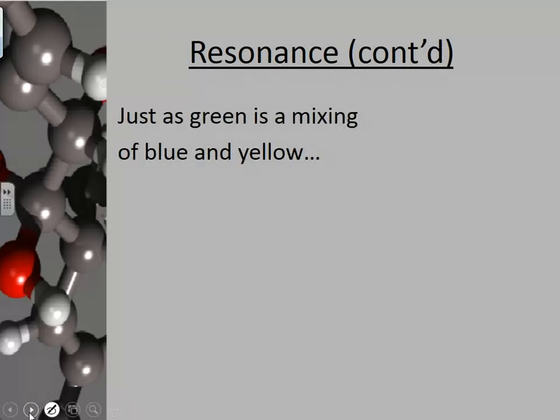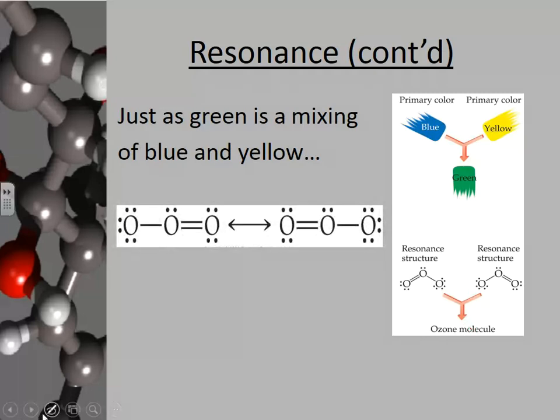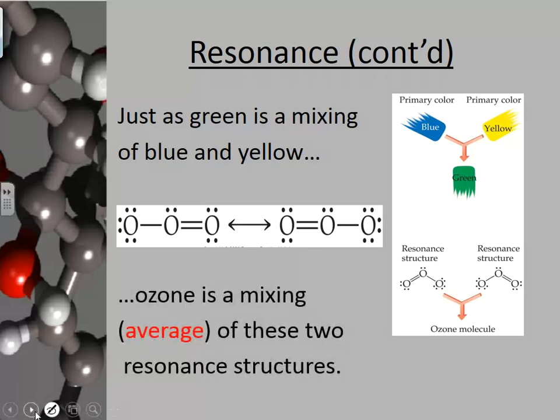So you want to think of resonance sort of like when you're mixing colors. Just as green is a mixing or a synthesis of blue and yellow, so yellow and blue make green, resonance is a mixing of your Lewis structures to get the ozone molecule, which is somewhere in between. It's like a mixing of the two. So these are both equivalent, and so what we do to indicate the situation of resonance is we draw an arrow between the structures, just like this, pointing in both directions. Ozone is an average or a mixing of these two resonance structures.